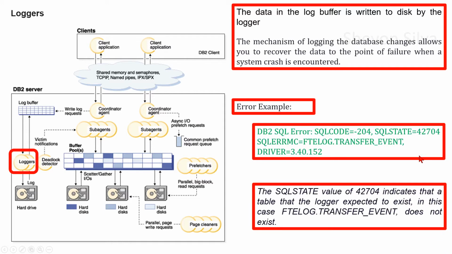As an example, we can consider DB2 SQL error, SQL code equal -204, and SQL state equal 42704, and SQL error MC equal FTE log dot transfer underscore event. Driver equal 3.40.152. The SQL state value of 42704 indicates that the table that the logger expected to exist, in this case FTE log dot transfer underscore event, does not exist.